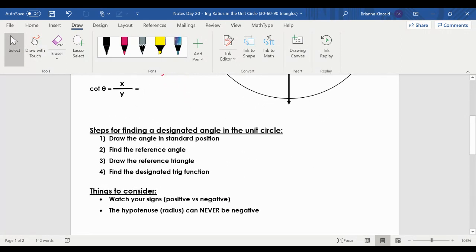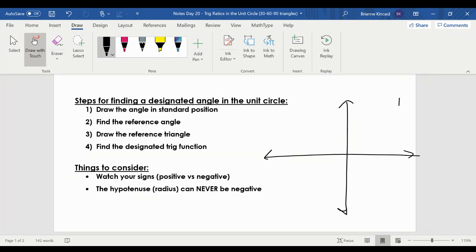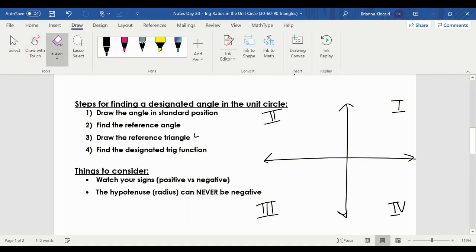So steps for finding a designated angle in the unit circle. I know we talked about this in the last video. I want to emphasize it again. We're going to draw the angle in standard position. We're going to find the reference angle. The reference angle is always going to be 30, 45, or 60. In this video, we're focusing on the 30 and the 60-degree angles. Last video had examples with 45. And then we're going to find the designated trig function. Huge thing we got to be careful of is to watch the signs.